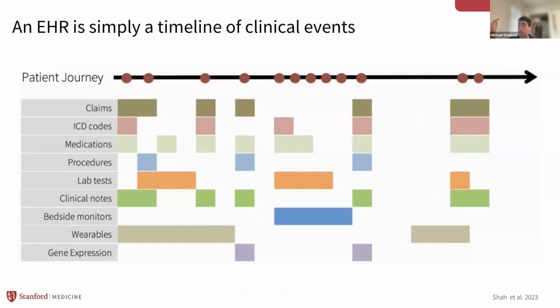So you might have insurance claims at the top, ICD codes, diagnoses. You'll have medications, you'll have doctor's notes and things like that. Each occurrence occurs at a specific point in time. So that's what all these color squares are representing. And so as you can see, lots of different things can happen to a patient, but the key representation is basically a sequence of things happening over time. That's what an EHR is at its core.